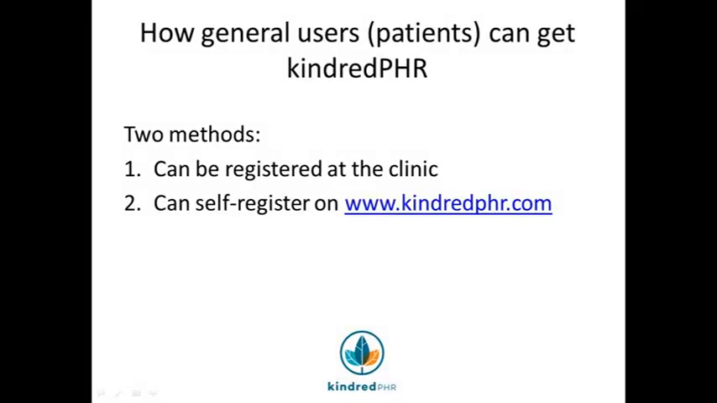And then for the end user, the patient can get a Kindred PHR account in 2 ways. They can either be registered at the clinic through OSCAR for their account, or they can self-register on kindredphr.com. So we've, again, enhanced this to be open-ended in a way that it best fits the clinician's workflow and the clinic model. If at any time you have a specific question, feel free to type in and ask me the question. And this is all I have for slides.